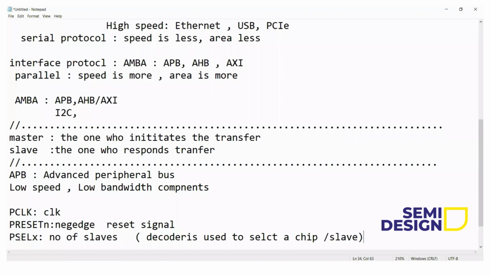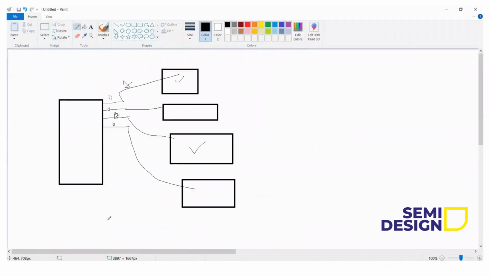So this PSELx means, say, 7 means 7 slaves, 3 means 3 slaves. Now the question is how many slaves I can use. Normally this depends on the fan-out of your master, how many slaves it can drive. Normally it is fixed, like 16 slaves.